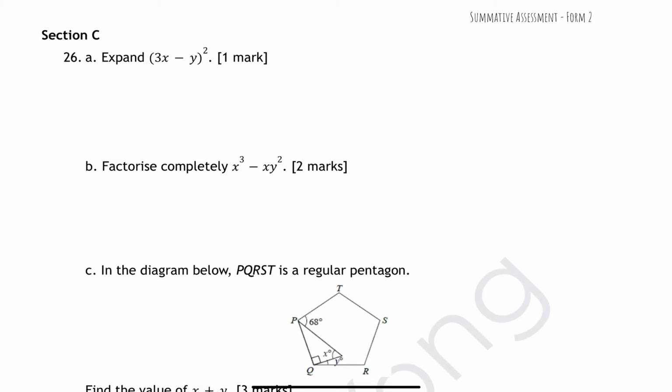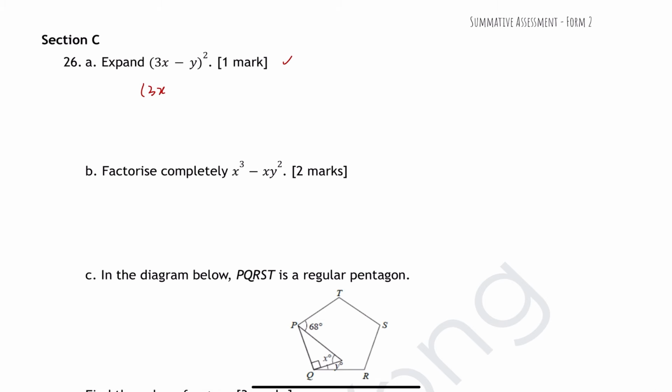Alright, so this is our USA Form 2, Section C, the final part, right? So we'll start with our question 26 first. A, expand (3x − y)². So this is a 1 mark question. You can basically just use your shortcut to expand it, okay?